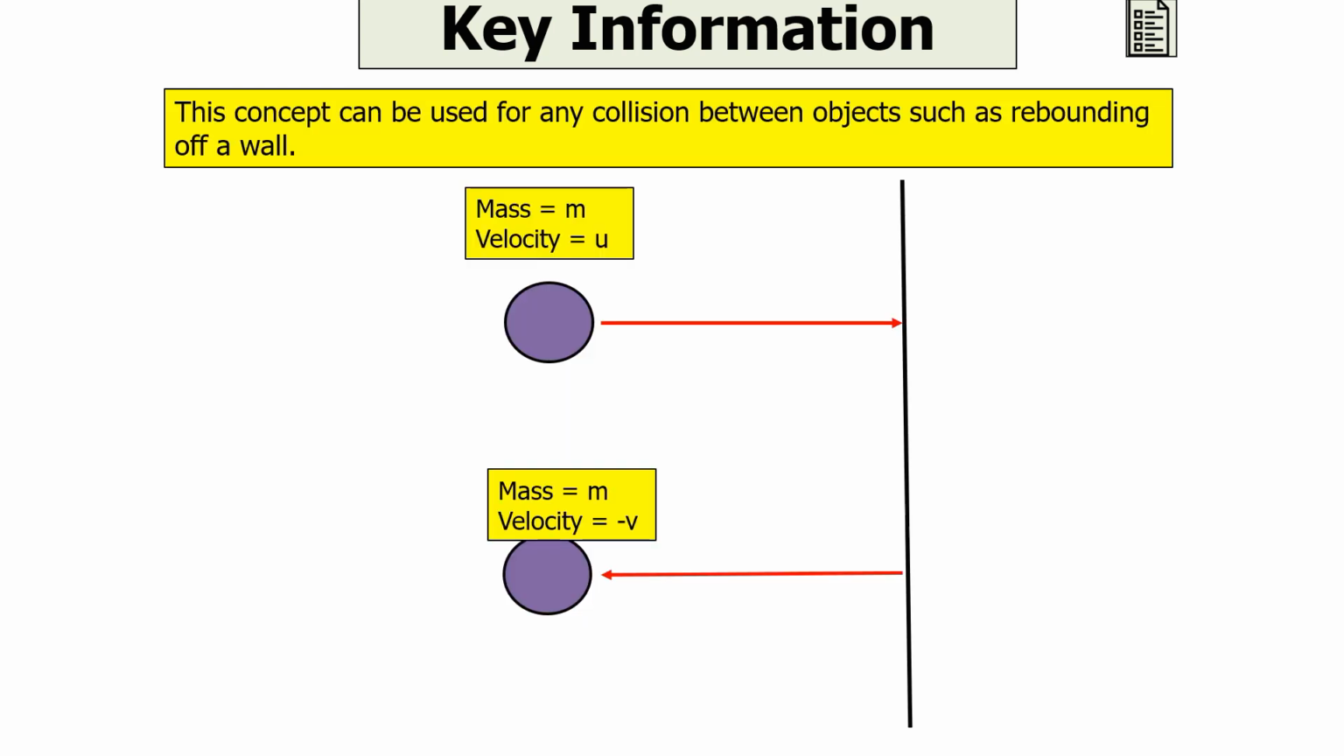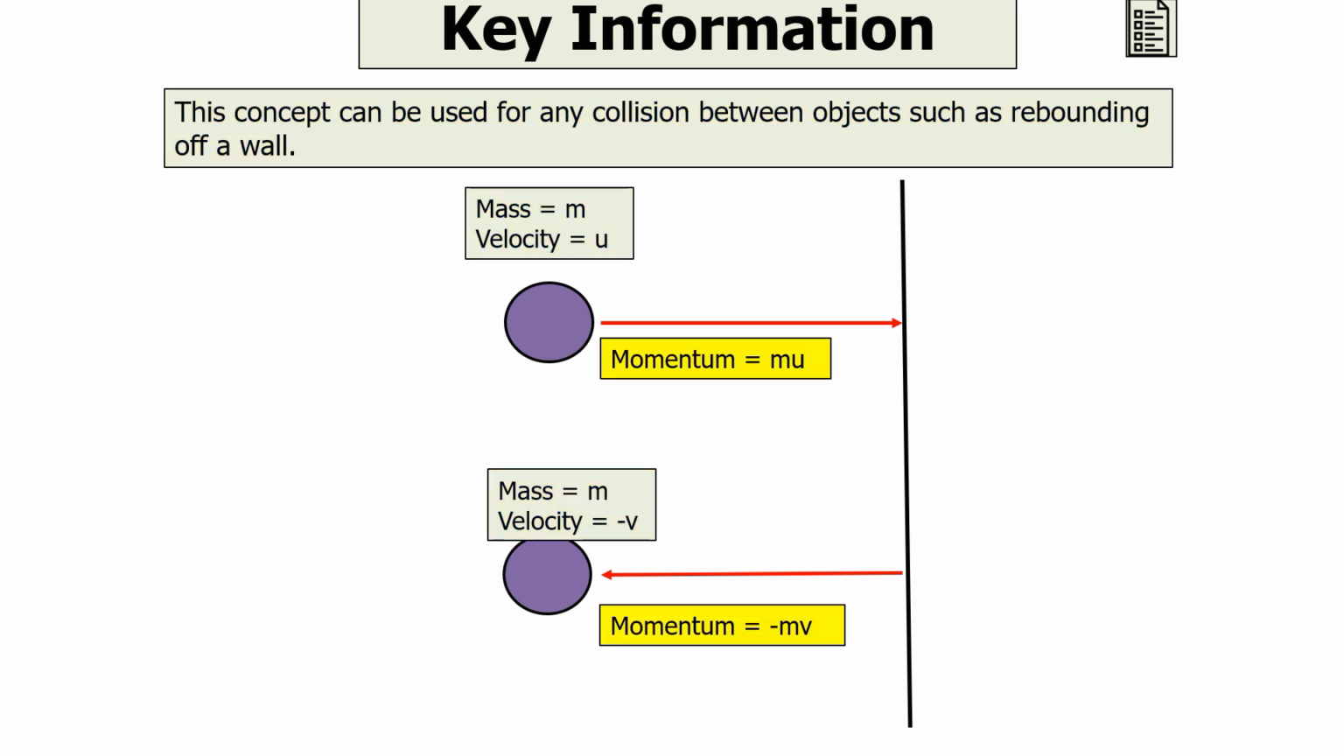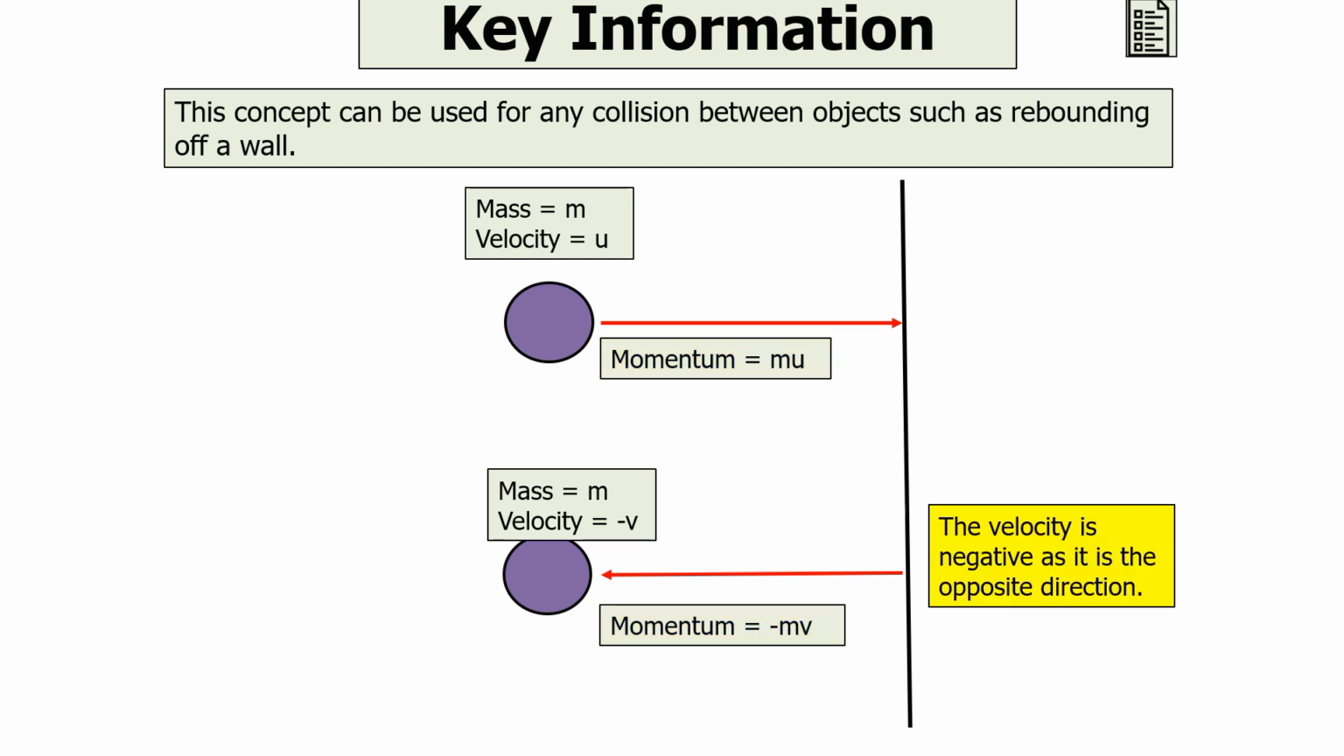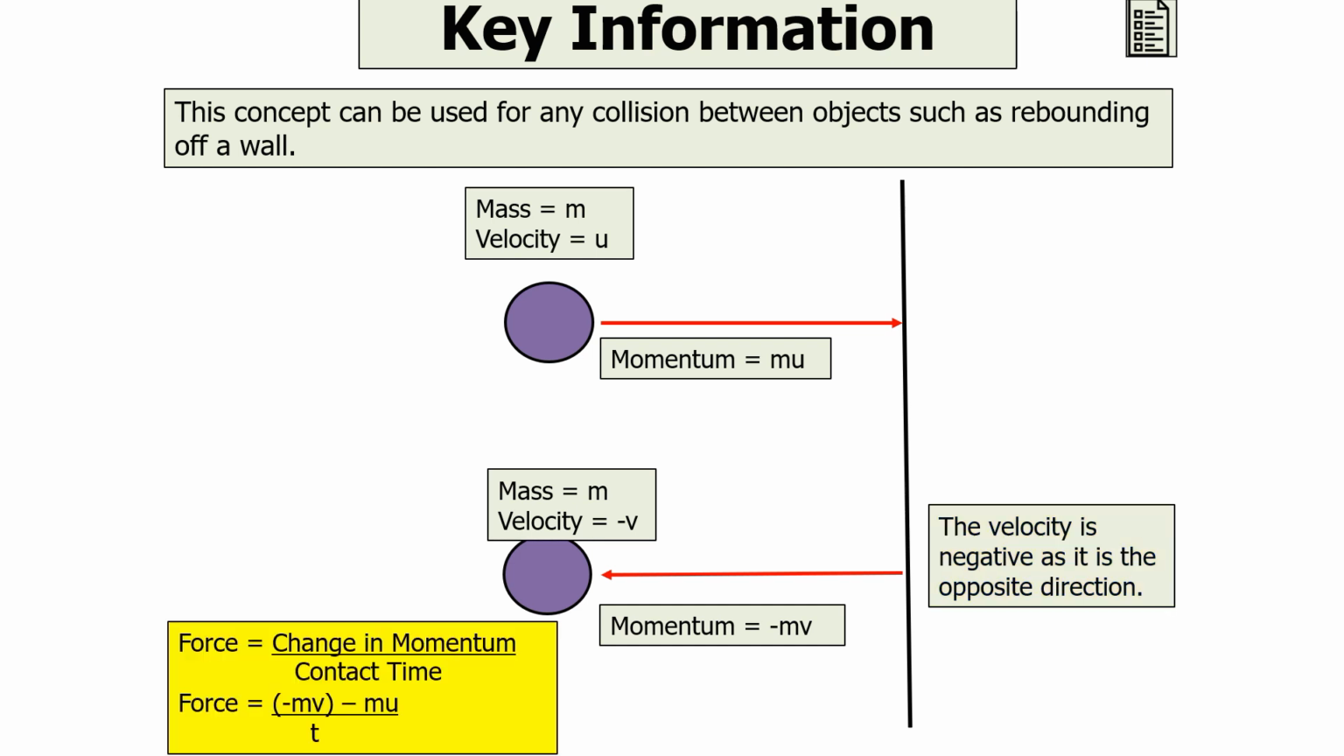Now this concept can be used for any collision between objects such as them rebounding off walls. So if you've got an object which is rebounding off a wall, we can say that the initial momentum is equal to mu and the final momentum is minus mv. Now in this instance, the velocity is negative as it's now acting in the opposite direction and momentum is a vector. So we know that force is equal to the change in momentum over the contact time.